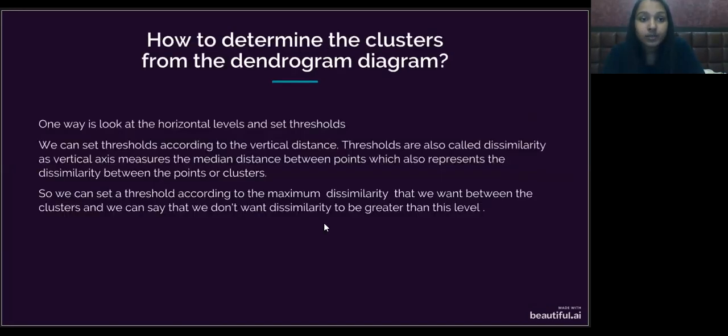Now, how do we determine the clusters from the dendrogram diagram? One way is to look at the horizontal levels and set thresholds. We can set thresholds according to the vertical distance. Thresholds are also called dissimilarity, as the vertical axis measures the distance between points, which also represents the dissimilarity between the points or clusters. So we can set a threshold according to the maximum dissimilarity that we want between the clusters, and we can say that we don't want dissimilarity to be greater than this level.